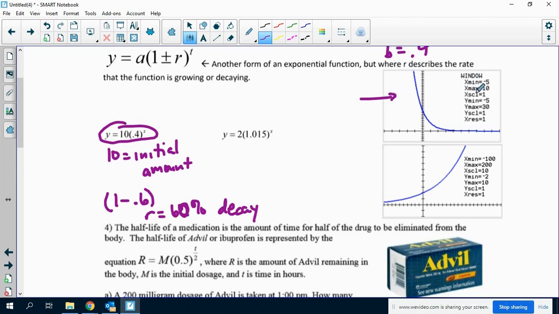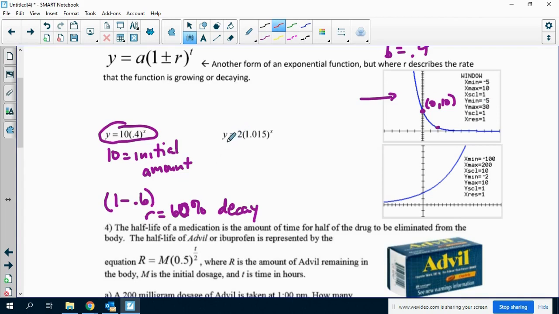So as I look at this, notice that my window is shown. So this would be the point (0, 10). And then my decay rate is pretty fast. By the time we get down to x is 2, the y value is very small. The y value looks like it's around 1 or 2. So it decreases pretty fast. And the x scale, notice, is 1. So it's going at a pretty fast rate of decay.